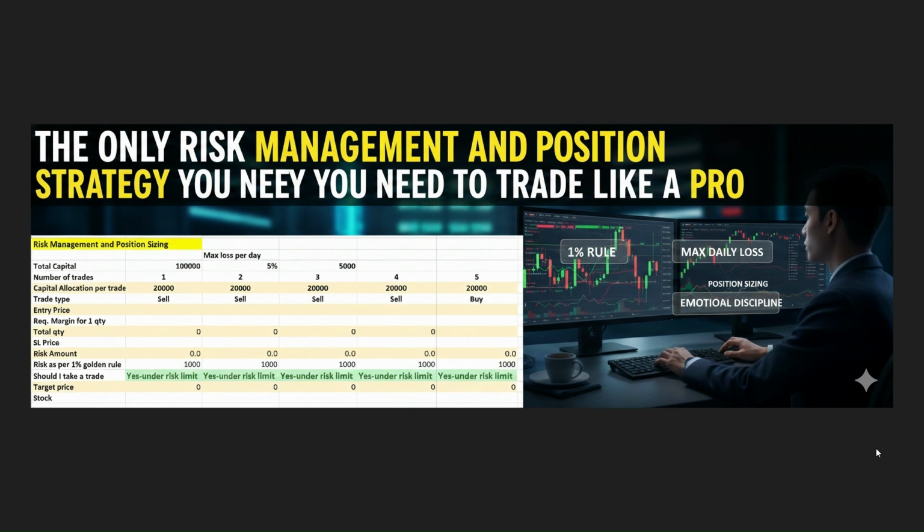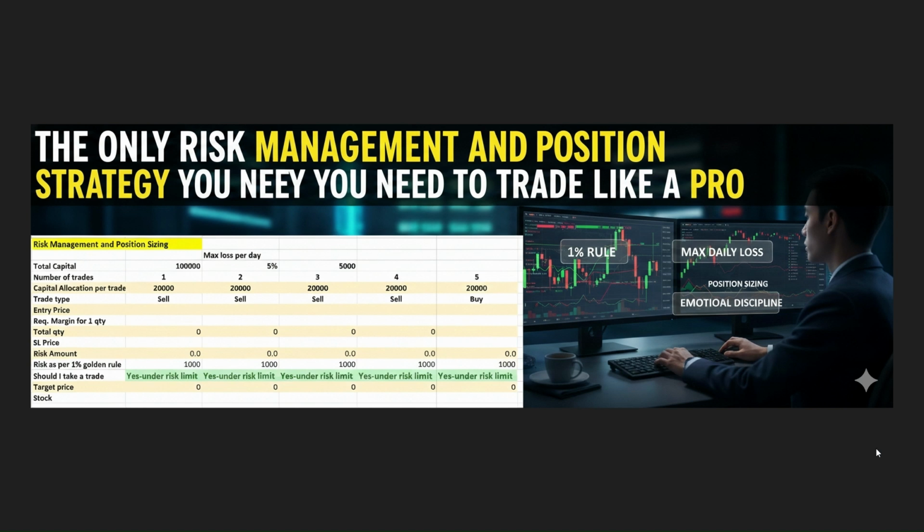See, if your max loss limit is hit, no need to do revenge trading and everything, overtrading, right? Never do that, because the market is not going anywhere. You can again take trades tomorrow, right?